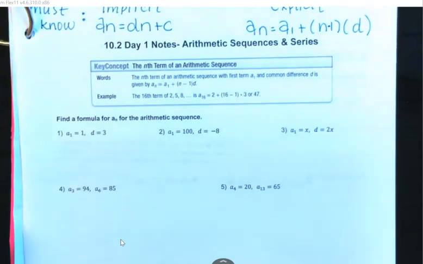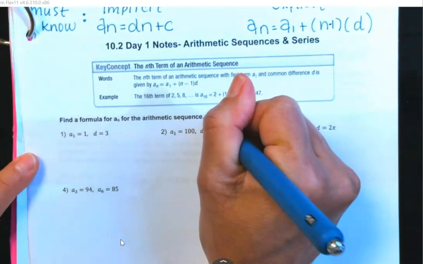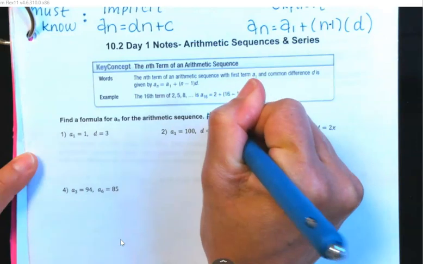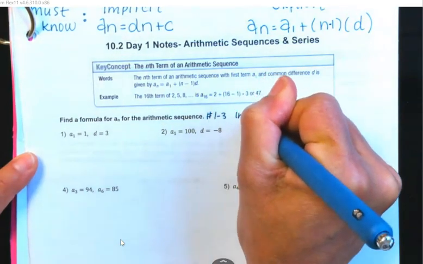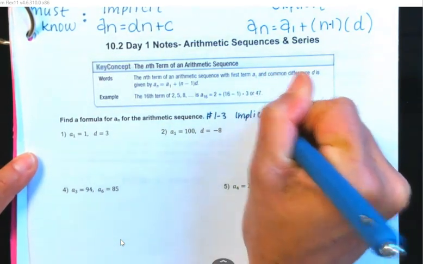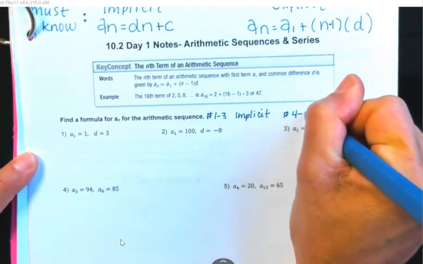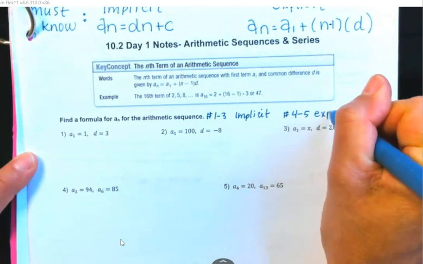Right, so part 1, we're going to find the arithmetic formulas, but it doesn't say which one. So please write this down. Numbers 1 through 3, we're going to find implicit. And numbers 4 through 5, we're going to find explicit.